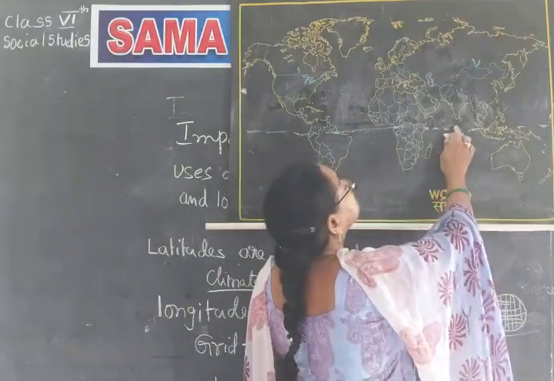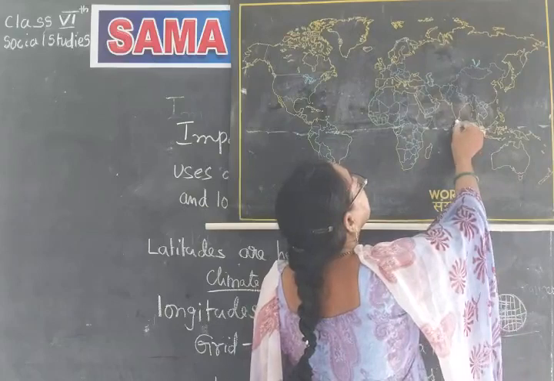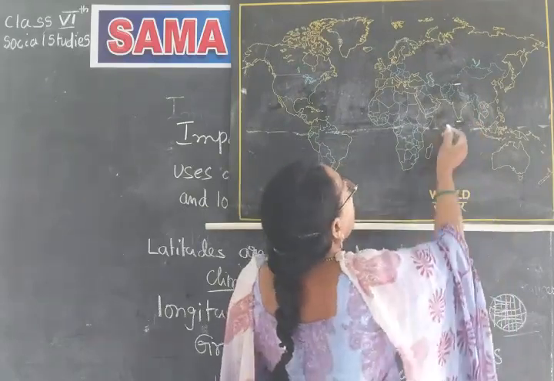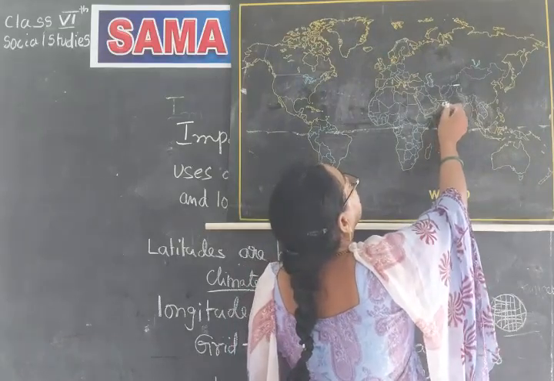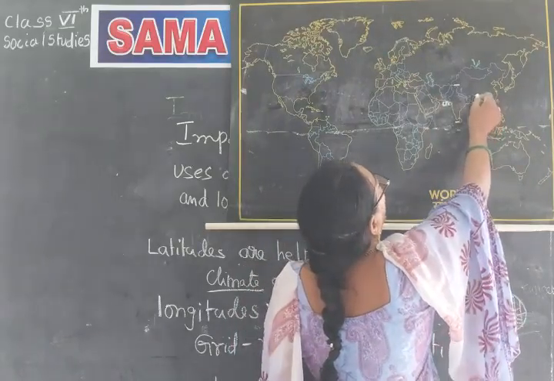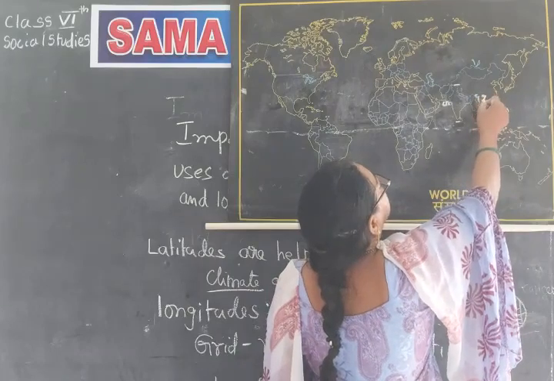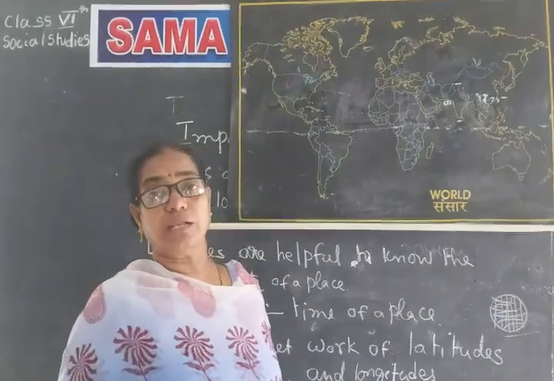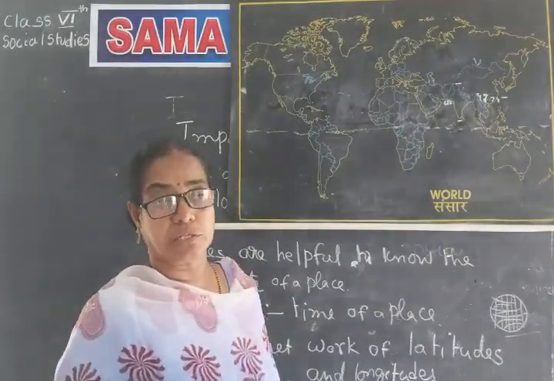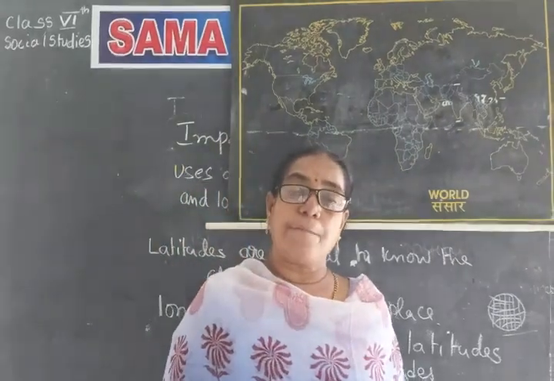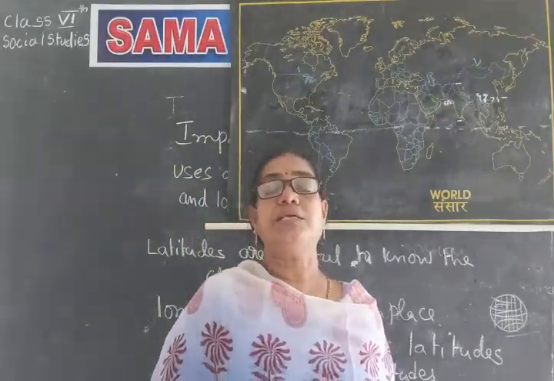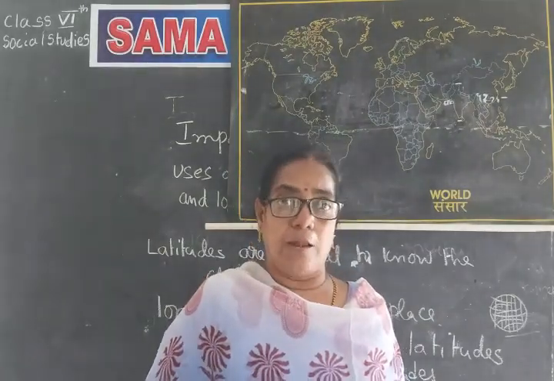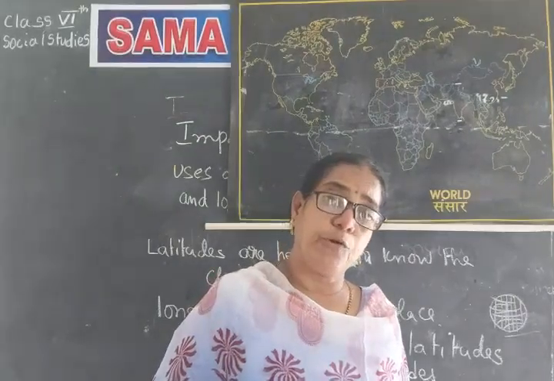India is located between 8 degrees to 38 degrees latitudes and 67.8 degrees to 97.25 degrees longitudes. Where is India located? Between these latitudes and longitudes. So like that we understand the position of a place: the network of latitudes and longitudes is helpful to locate a place.